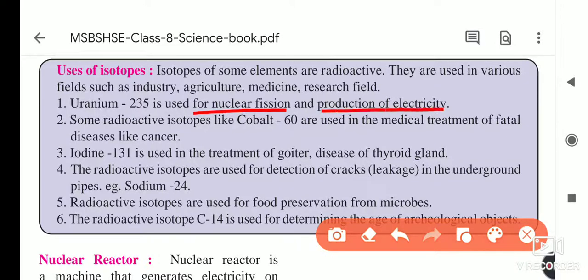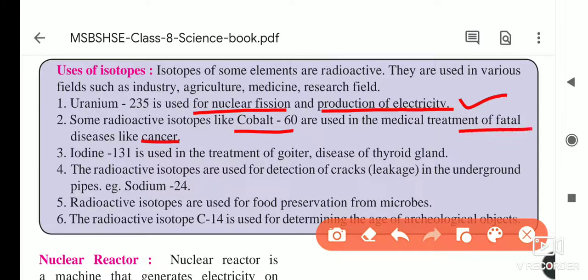Nuclear fission is used for the production of electricity. By using this uranium 235, nuclear fission takes place inside the nuclear power plant, and from that energy is produced, heat is produced, and that heat is used for the production of electricity. Some radioactive isotopes like cobalt 60 are used in the treatment of cancer.